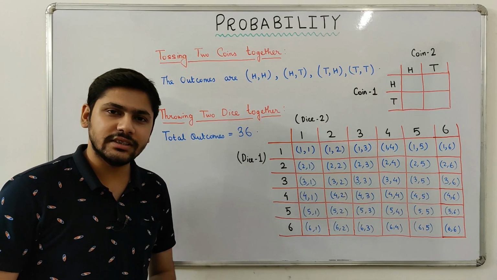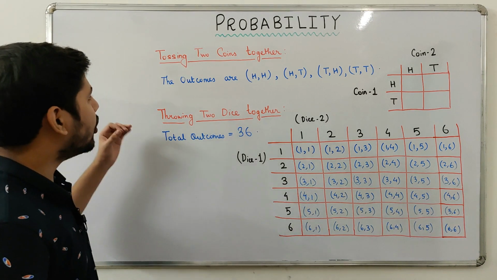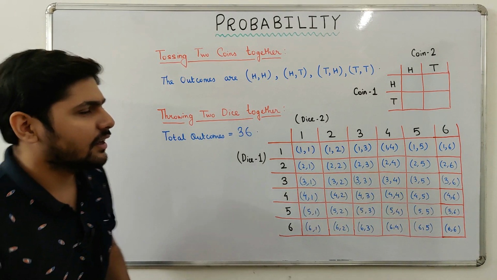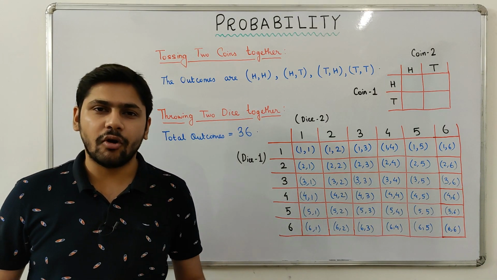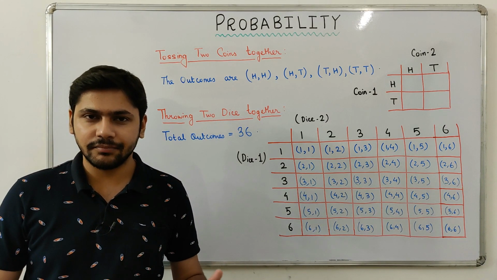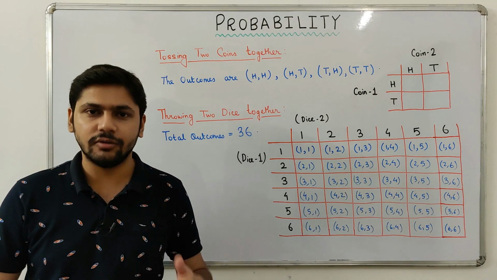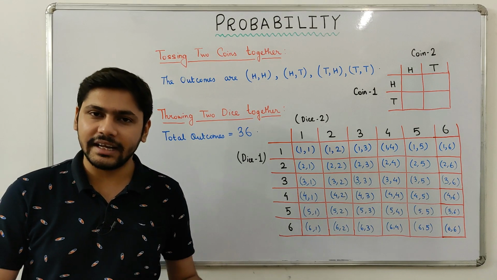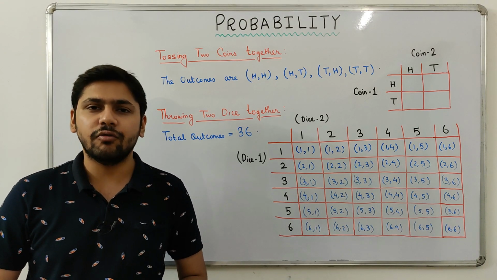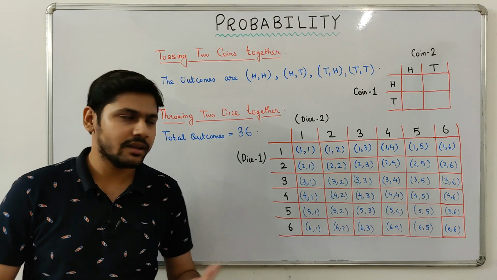Moving on to the next concept, we have tossing 2 coins together. Now what will happen if we toss 2 coins together? Both the coins will have separate results, or they may have the same results also. Head, head; head, tail; tail, head; or tail, tail. So we have 4 different outcomes.